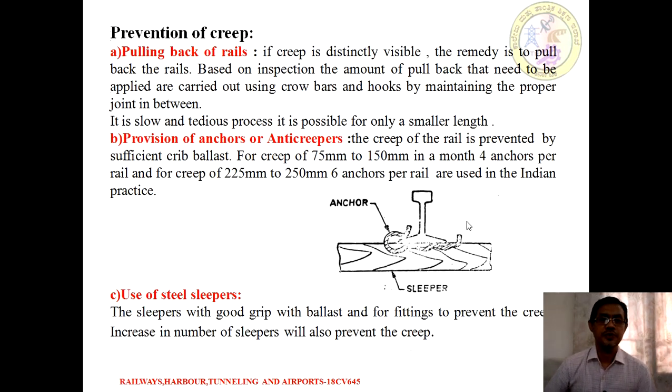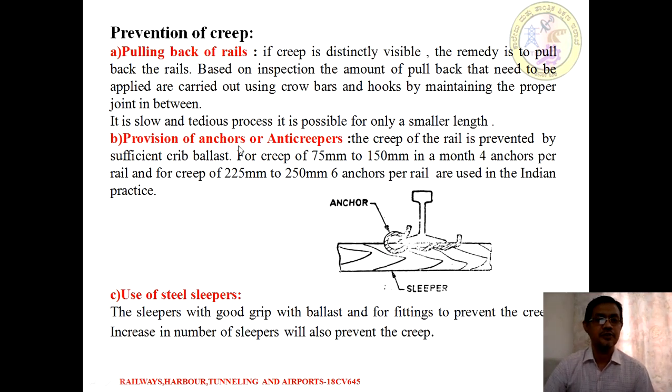So how are we going to prevent the creep? We have studied the causes and effects. The prevention of creep can be done in the following fashion. The first one is pulling back of the rail. As we know, when the rail has moved in the longitudinal direction, we pull it back to its original position after inspection, giving a proper joint by using a crowbar or a hook. That is the first method, called pulling back of rail. As it is a tedious process, it is possible only for smaller lengths.